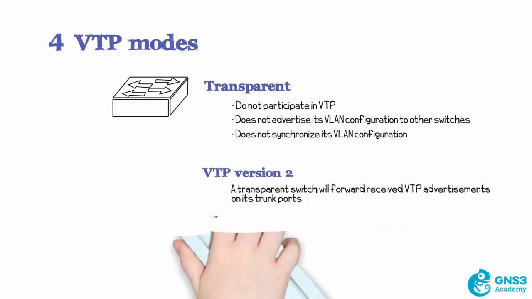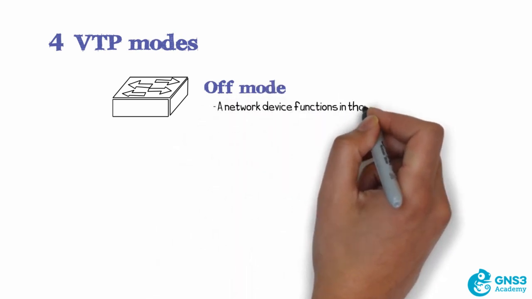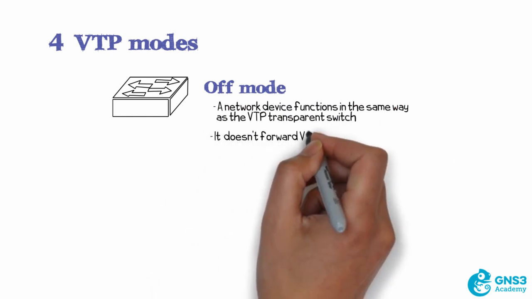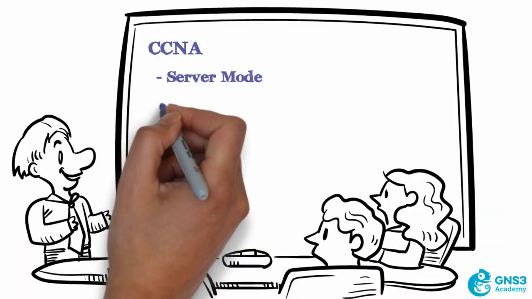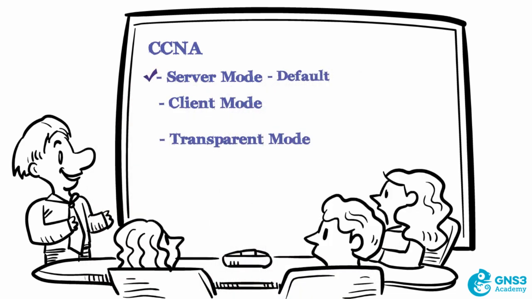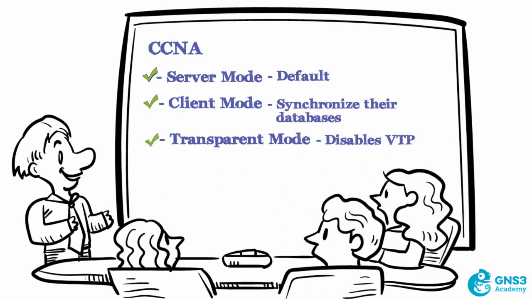The fourth mode is off. In VTP off mode, a network device functions in the same way as a VTP transparent switch, except it doesn't forward VTP advertisements. So for the CCNA, be aware that we have server mode, client mode, and transparent mode. Server mode is the default and allows you to create VLANs. Server and client VTP switches synchronize their databases. Transparent VTP mode essentially disables VTP, but allows the switch to forward VTP advertisements on to other switches, whereas a VTP off switch doesn't.